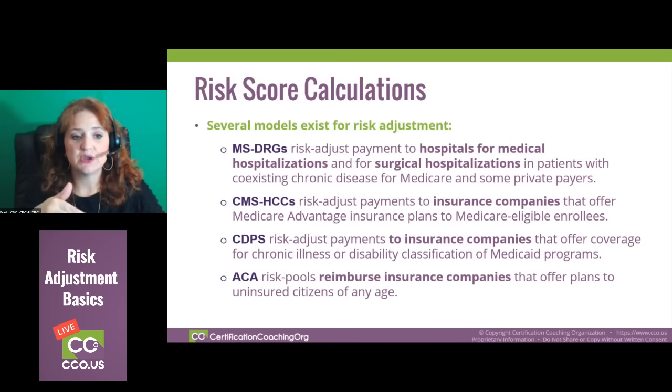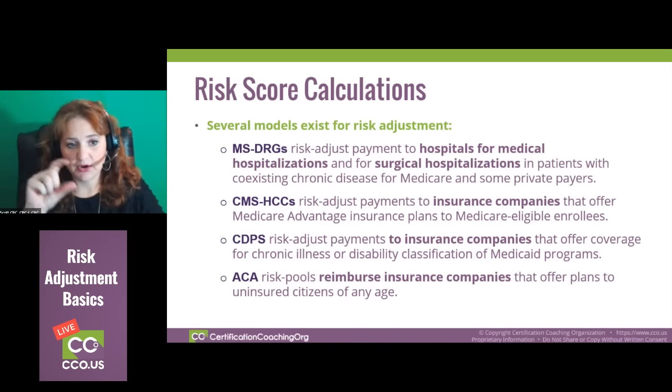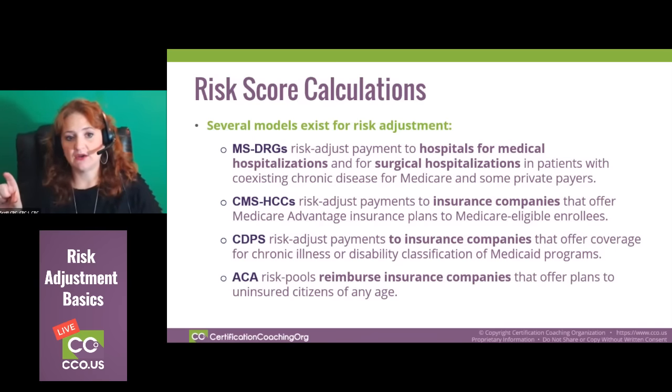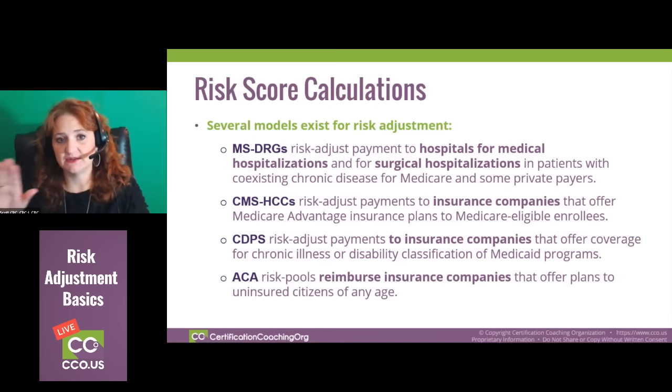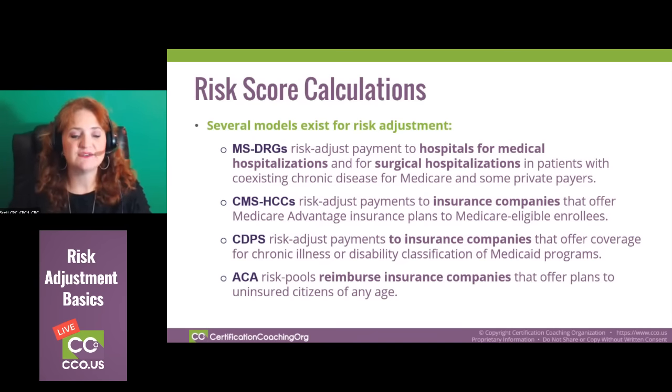Ultimately, it is going to track any coexisting chronic diseases that are in a Medicare patient. They do some private payers too, but ultimately, MSDRGs is going to calculate out hospital. So you don't do MSDRGs in outpatient. Then you have CMS CCs.